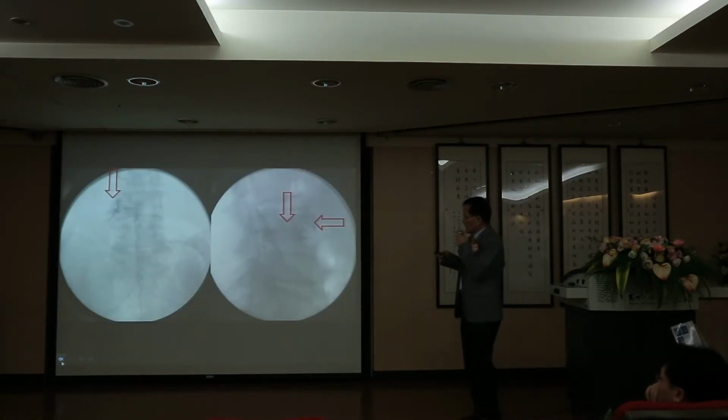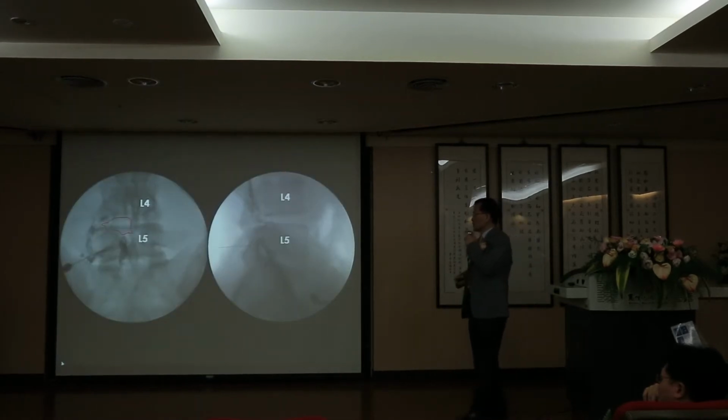The red arrow indicates the sympathetic chain. The contrast media can be here. You can see the sympathetic chain. And the blue arrow indicates the nerve root. The sinuvertebral nerve is around here. You can cover all of them. You can see.